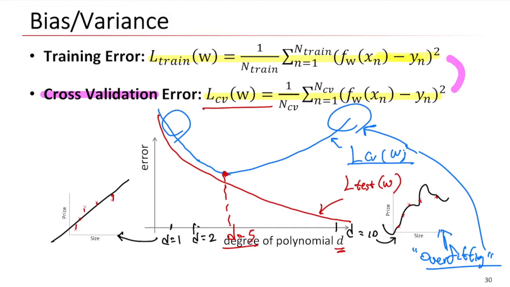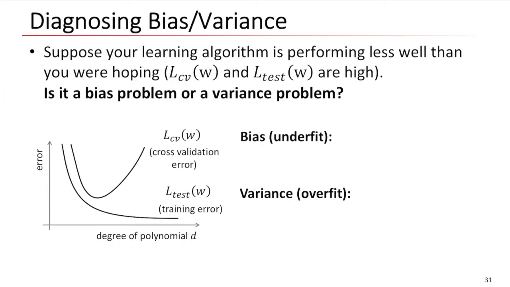So there is some trade-off as varying the polynomial d. Okay, so let's see the detail. What does it mean? In other words, suppose your learning algorithm is performing less well than you are hoping. It means that we have a high cross validation error or a high testing error.